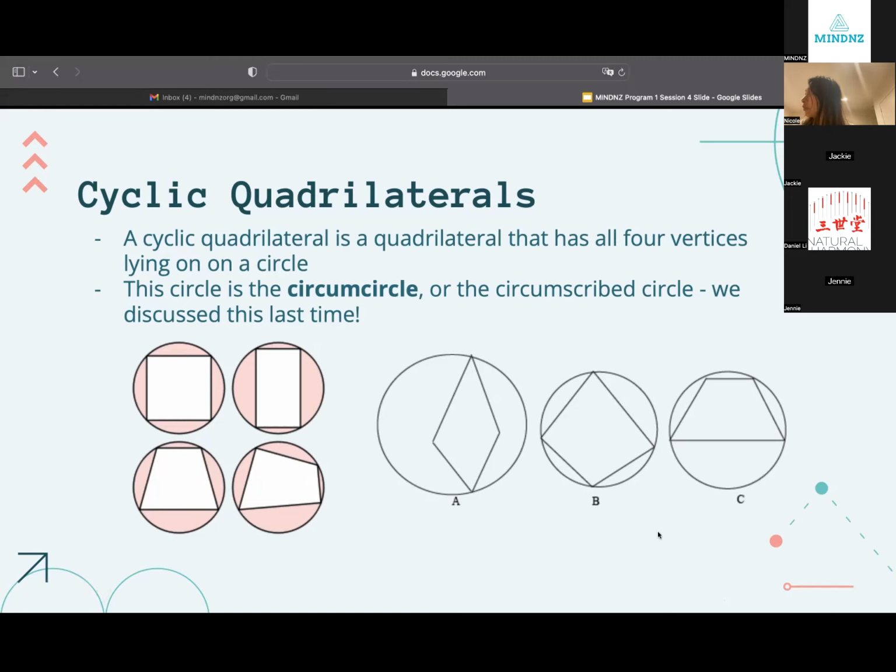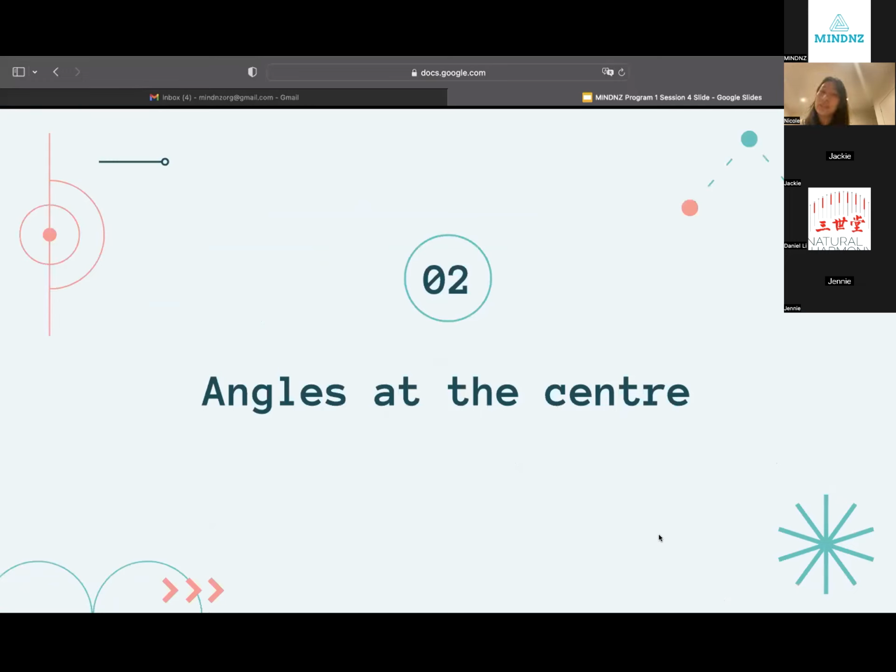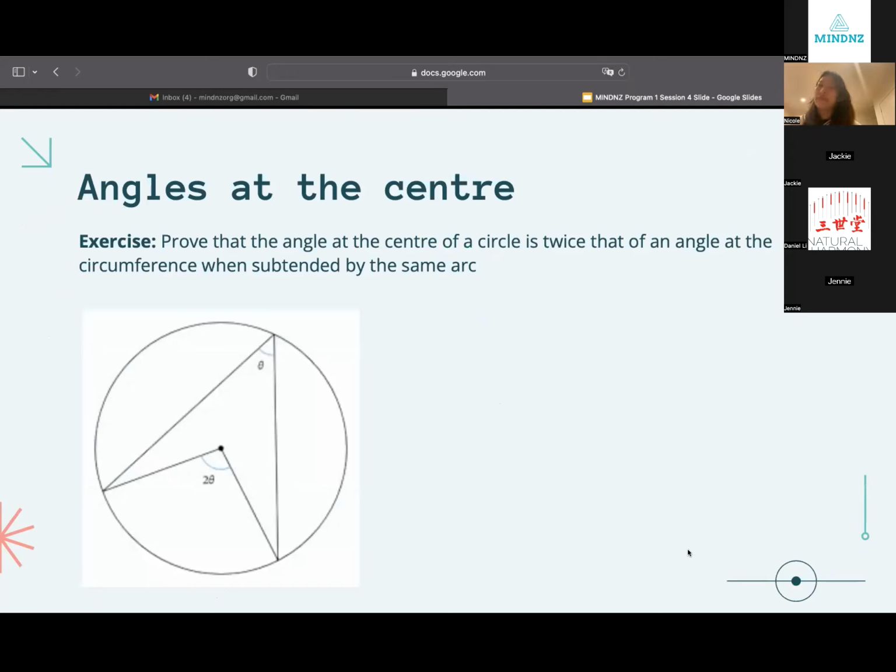Okay, awesome. So let's talk about angles at the center. There are a lot of really important properties of cyclic quadrilaterals that are really useful for doing proofs and angle chasing. Angle chasing is when you use a sequence of logical steps to find out what one angle is in relation to other ones and prove certain properties. Okay, so angles at the center.